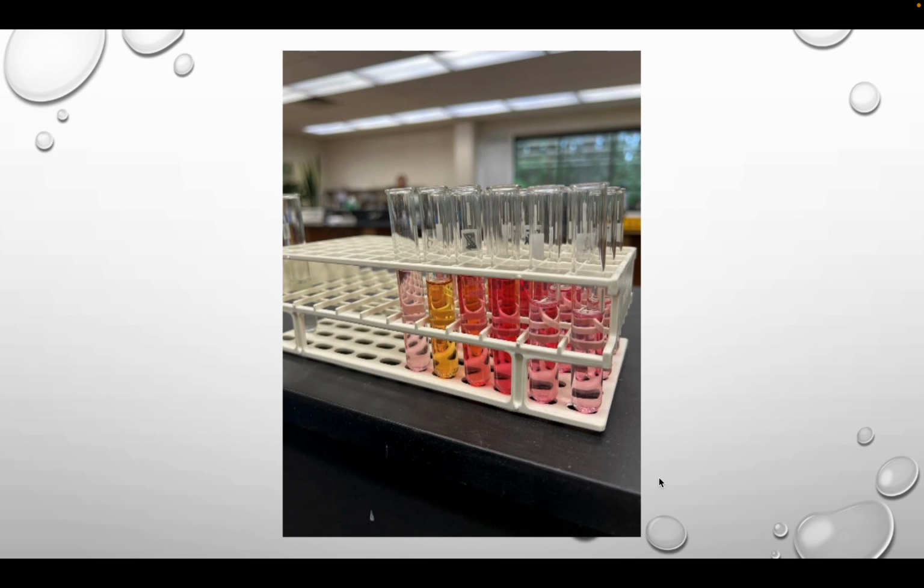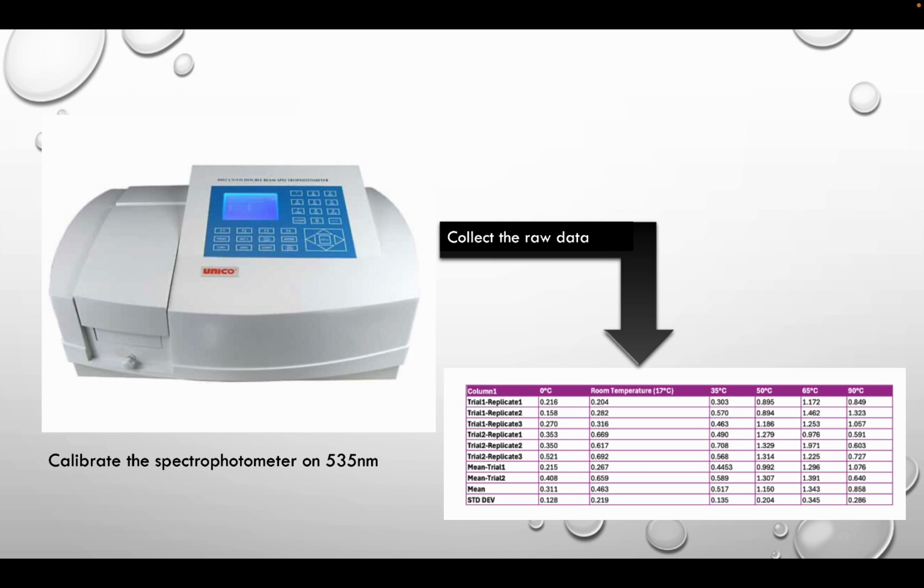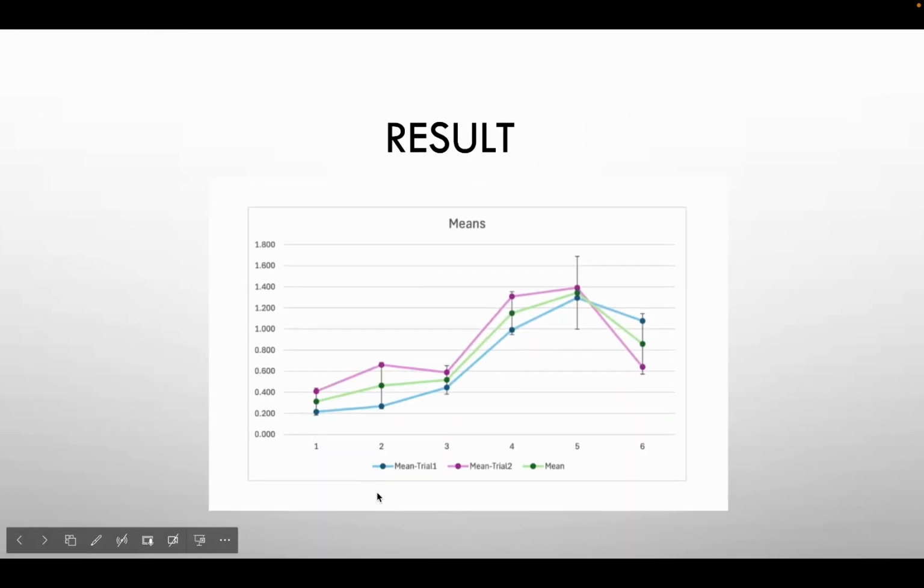After collecting the solutions into cuvettes, you should calibrate the spectrophotometer at 535 nanometers and then collect your raw data. After that, we came up with our results, and as you can see, the blue trend shows the mean values for trial 1, the pink trend shows the mean values for trial 2, and the green trend shows the mean value for the whole experiment. Needless to say, each trial had 3 replicates.